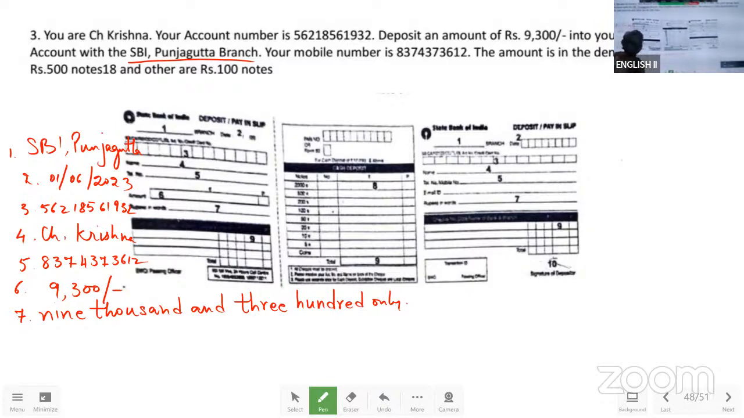Now coming to the 8, like I told you, it is very, very important. Here, though it is mentioned near 1,000, here very clearly it says the denomination is in 500 notes and 100 notes. 500 into 18.